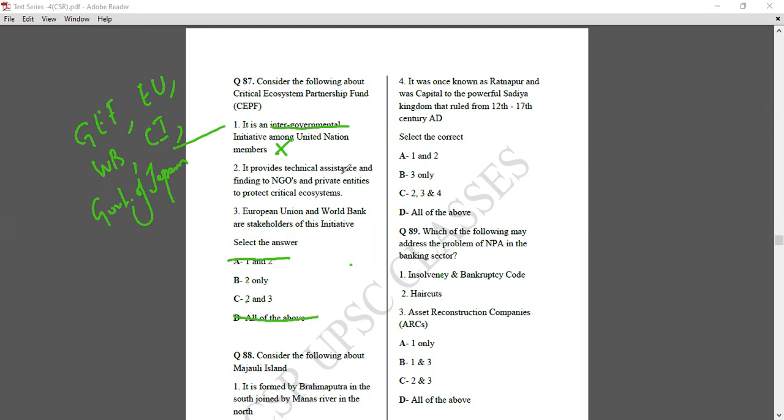It provides technical assistance and funding to NGOs and private entities to protect critical ecosystems. This is correct. 2 is correct. The European Union and World Bank are stakeholders of this initiative. Yes, they are stakeholders. So 2 and 3 are correct. Okay.